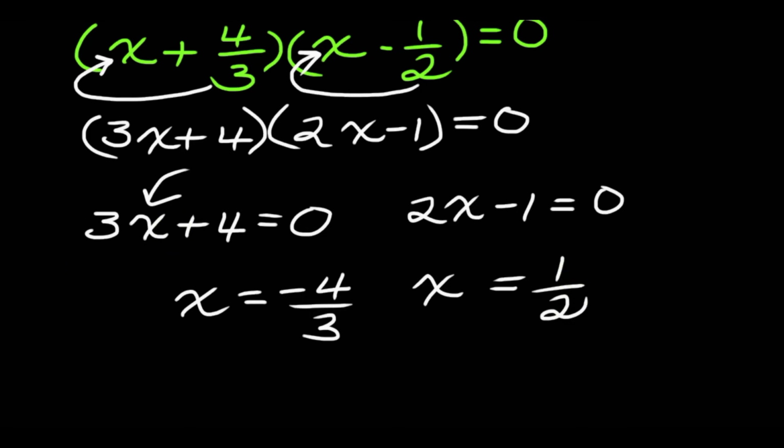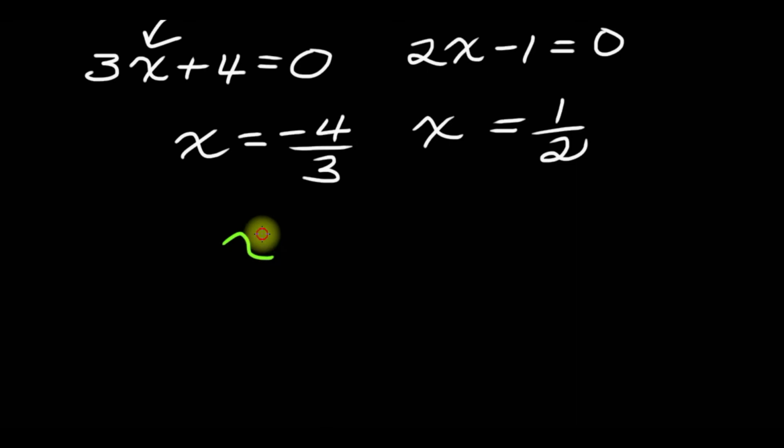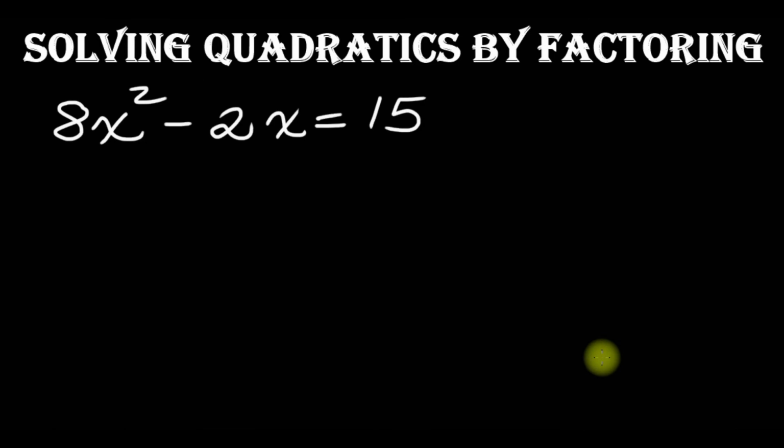And the last thing we got to do is write it in solution set. So x is going to be -4/3 and 1/2. Okay, so those are the two answers. So let's take a look at another one.